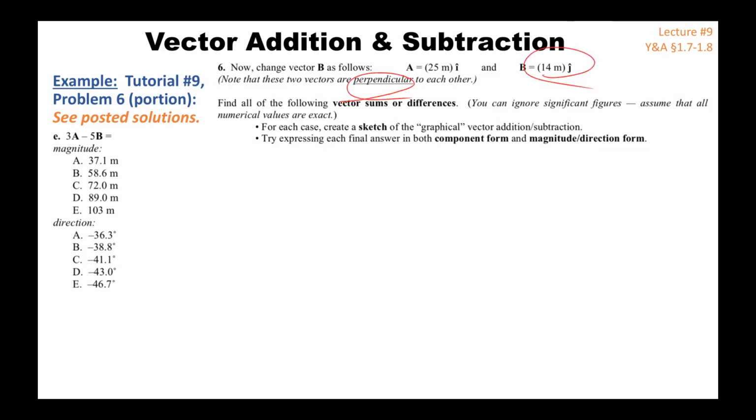Notice that vector B now is in the positive j hat direction. In other words, that's in the positive y direction. So I'm going to switch to using a camera instead, so I don't have to use my stylus here. I think it'll be a little more clear and a little more efficient.